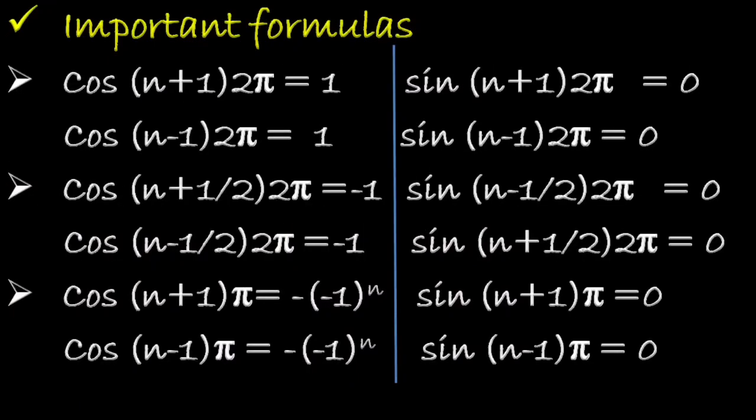First one I have to evaluate for your reference. This is of the form cos (n plus 1) 2 pi. This is of the form cos, if you take 2 pi inside, what happened? Cos of (2n plus 1) pi.